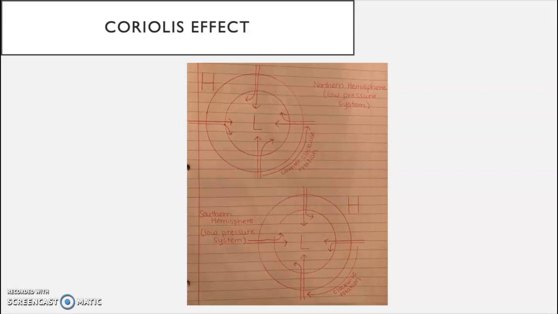In the northern hemisphere, the Coriolis effect causes the wind to deflect to the right. This deflection of wind causes a counterclockwise rotation. And in the southern hemisphere, the Coriolis effect causes the wind to deflect to the right. This deflection causes a clockwise rotation.